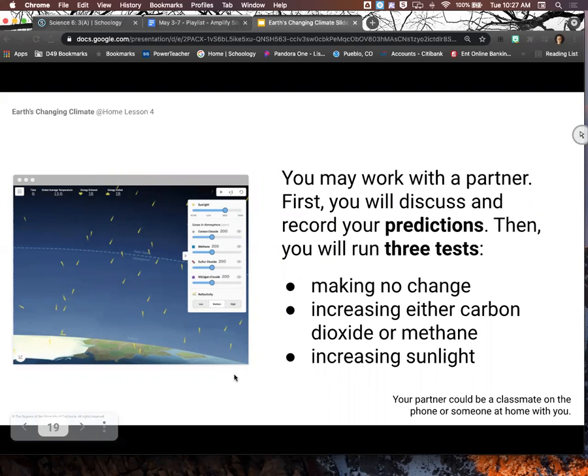You're going to work with a partner if you're working with me. So we'll discuss and record our predictions, and then we're going to run 3 tests. Okay, we're going to not make any changes. Then we're going to increase either carbon dioxide or methane, and then we're going to try increasing the sunlight.